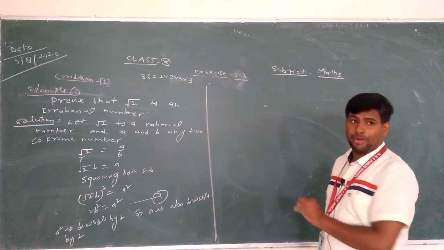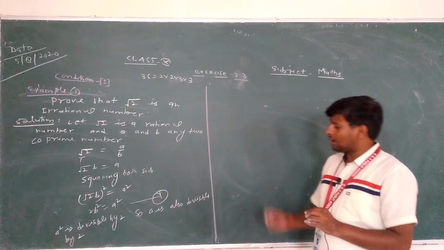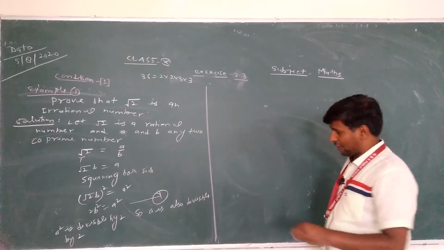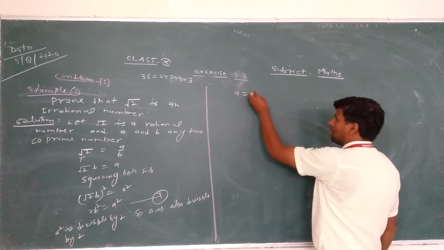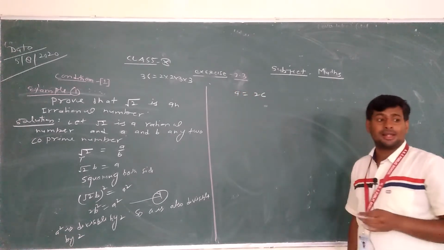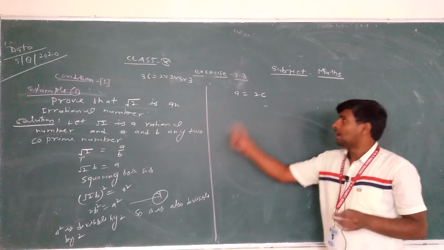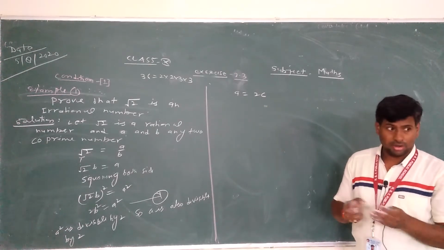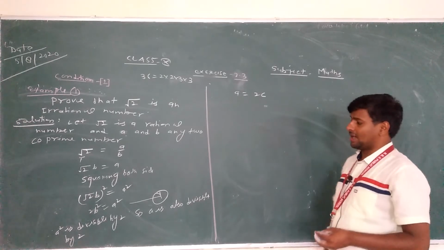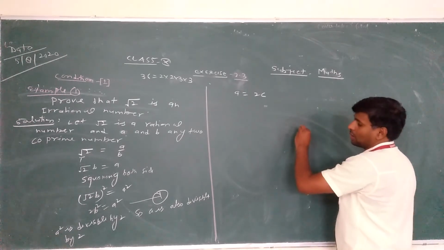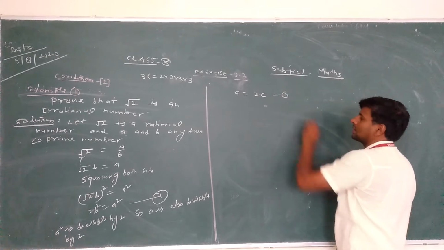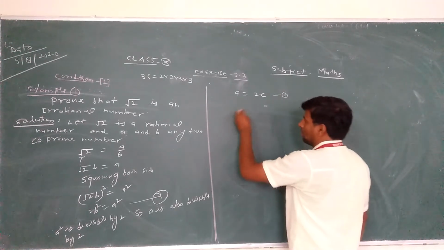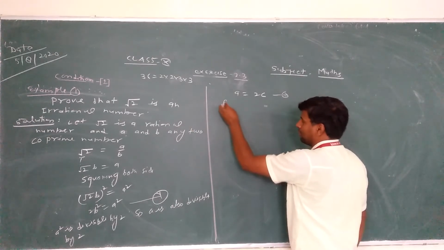Then next process, because we can assume that here a is divisible by 2, means 2 is the factor of a. But you know that 2 have many factors, but we have confirmed only one factor. So we can assume a equal to 2c like this. It means 2 is the factor, but the other factor is not confirmed. So the other factor we can assume c. So we can assume a equal to 2c.